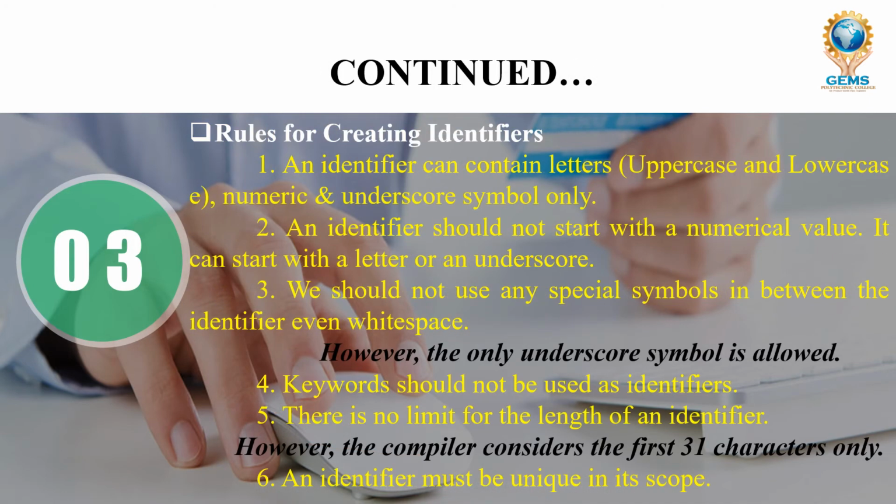Now, rules for creating an identifier. Again we have some rules to follow for creating an identifier. The first rule says that an identifier can contain letters only, which may be uppercase or lowercase, numeric values, that means digits 0 to 9, or the underscore symbol only. An identifier should not start with a numerical value.